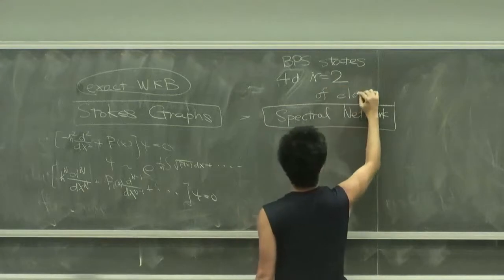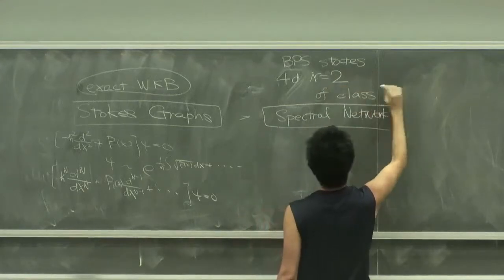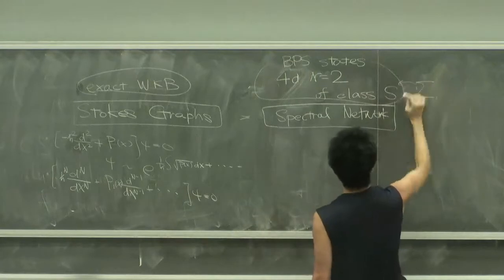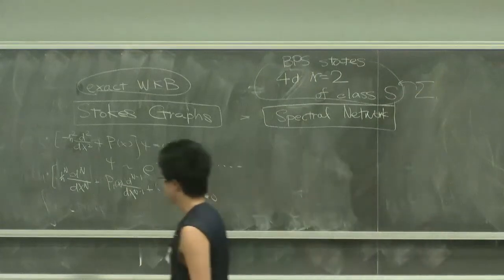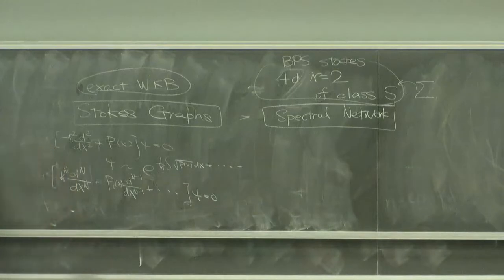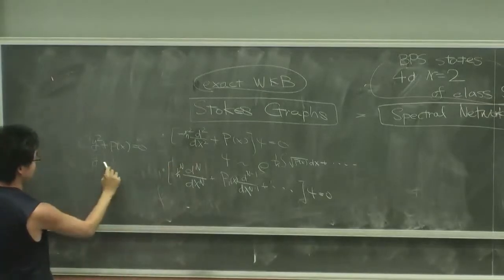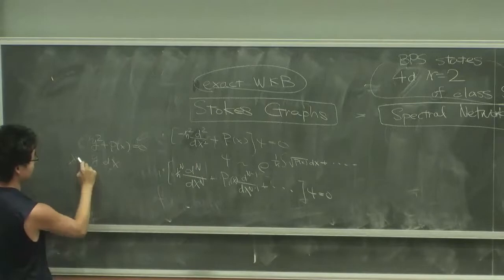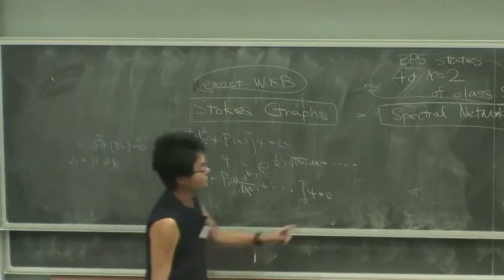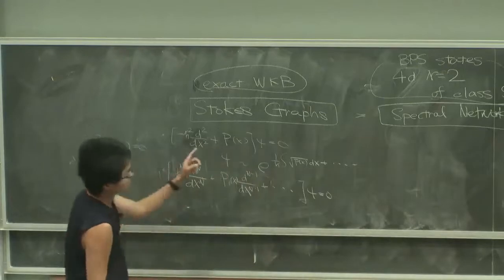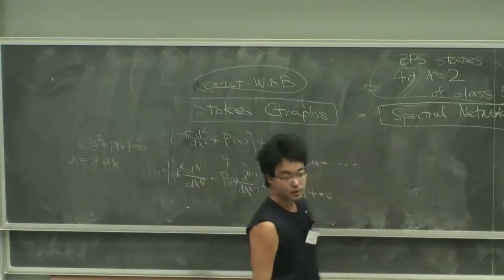So-called class S. Class S in practice means that it's associated with some Riemann surface, plus some singularities. And the Riemann surface in this case is just y squared plus P(x) equal to 0. And if you quantize it, then it becomes this psi. So this is a phase space, and there is a one-form, the Liouville form y dx, which plays the role of the Seiberg-Witten differential in this context. So the Stokes graph and the spectral networks are essentially the same object.